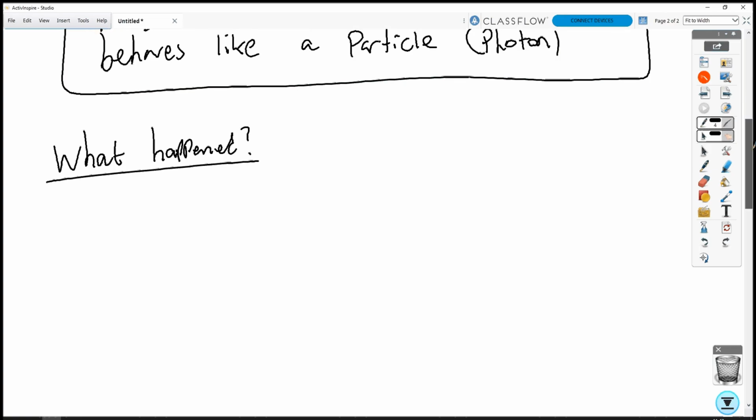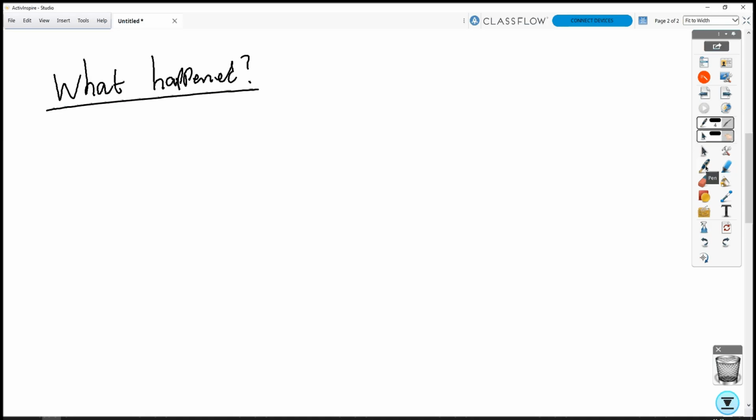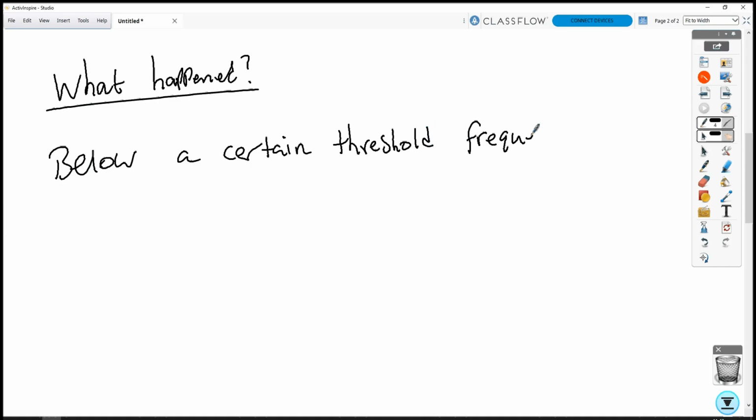So let's capture this. Below a certain threshold frequency, threshold means minimum, nothing happened. At a higher frequency than the threshold, the gold leaf collapsed.